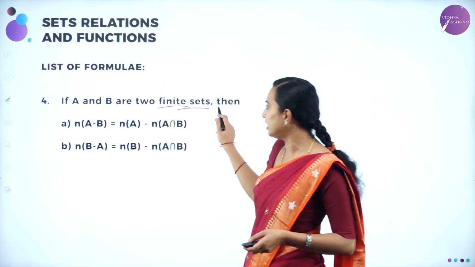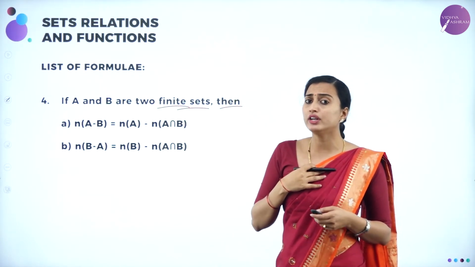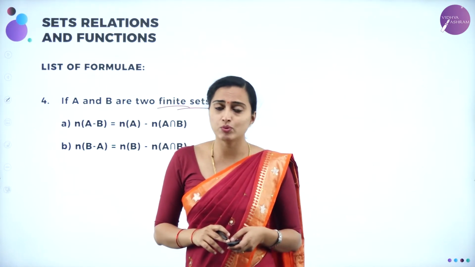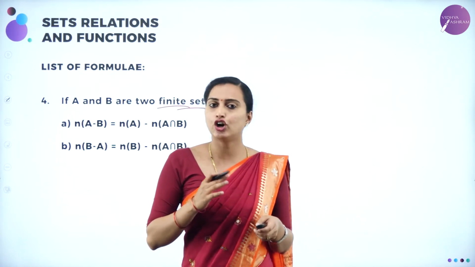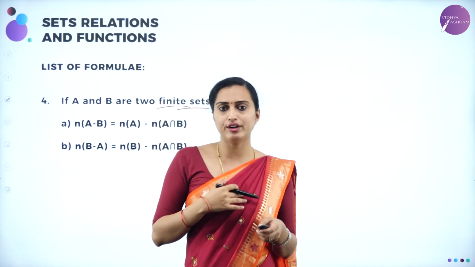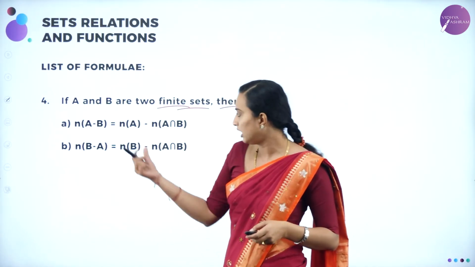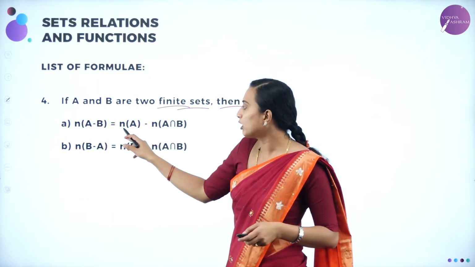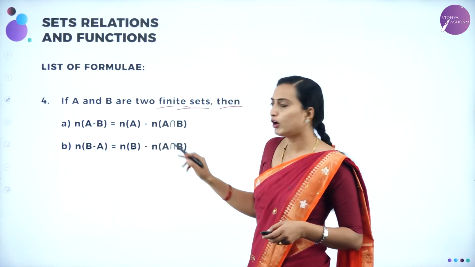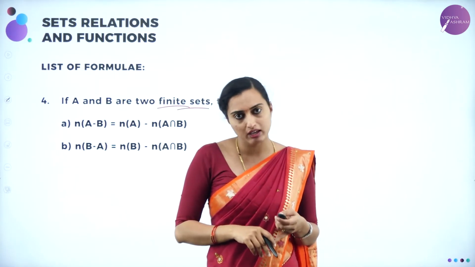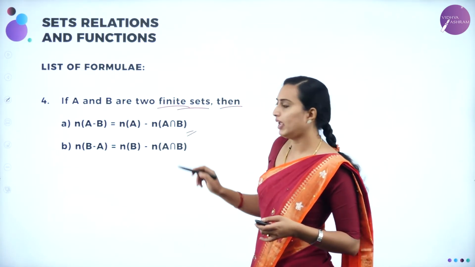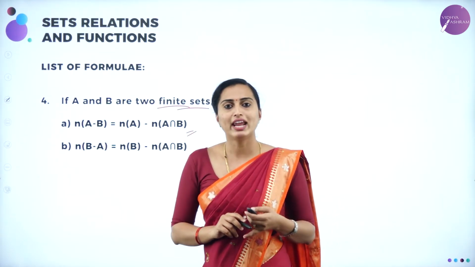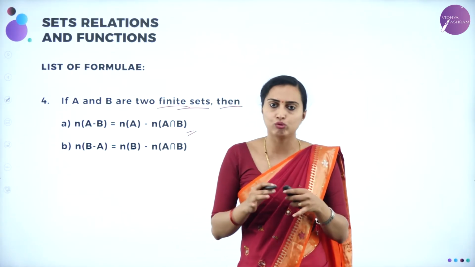If A and B are 2 finite sets, then how are we going to write the number of elements of A minus B? A minus B means what? Which are there in A but not there in B. Number of elements of A minus B can be written as number of elements of A minus number of elements of A intersection B. This you have to remember. n of A minus B is equal to n of A minus n of A intersection B, which are common in both.